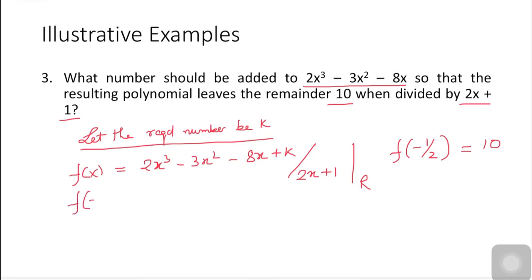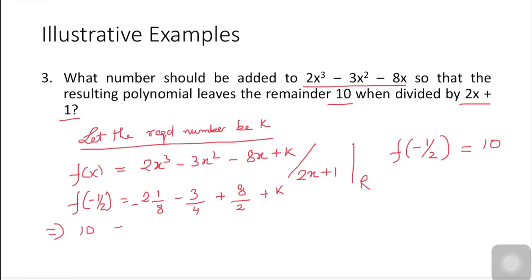So f of minus 1 by 2, let's find that. So 2 times minus 1 by 2 whole cube is minus 1 by 8. So 2 times 1 by 8, and we have a negative sign, minus 3 times x square. So minus half square is plus 1 by 4. So minus 3 by 4 minus 8, and x is minus half. So minus times minus is a plus, and 8 by 2, that should be a 4 plus k, and this value is equal to 10.